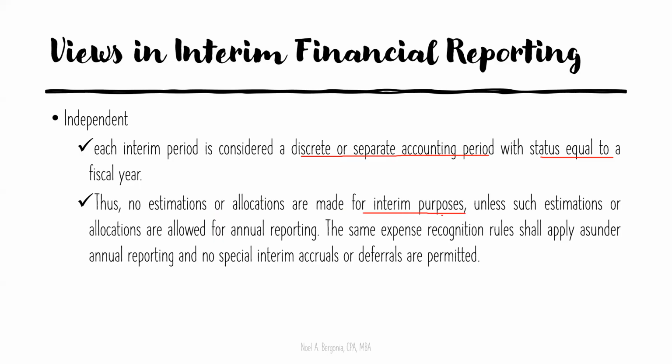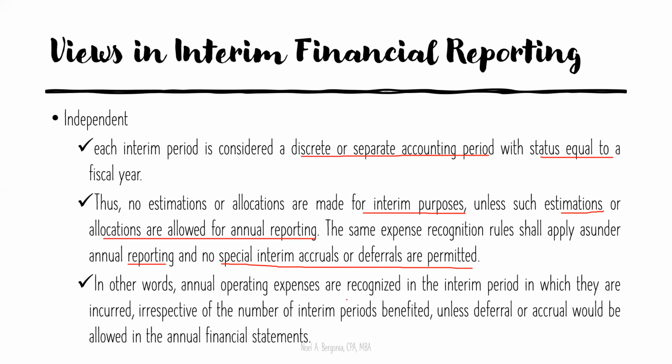Kanina in the integral view, we can use estimates, 'di ba? Pero dito sa independent view, we should not make estimates, unless such estimation or allocation are allowed for interim reporting, similar to the expenses that the rule apply as under annual reporting, and no special interim accruals or deferrals are permitted. So that's in the independent view. So in other words, any annual operating expenses natin are recognized in the interim period as they have been incurred. Kanina spread out natin, di ba, yung estimates, irrespective of the number of interim periods benefited unless deferrals or accruals will be allowed in the annual financial.